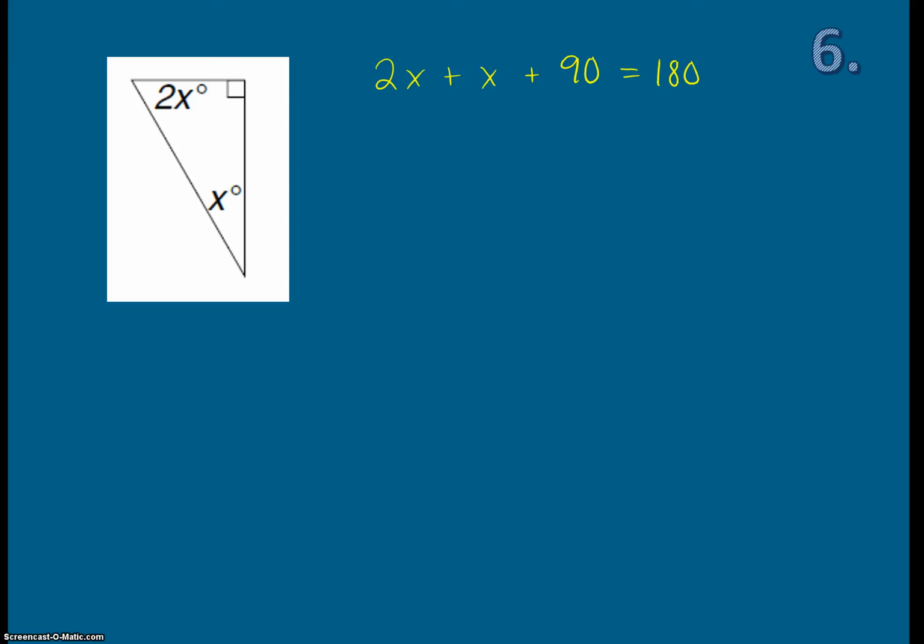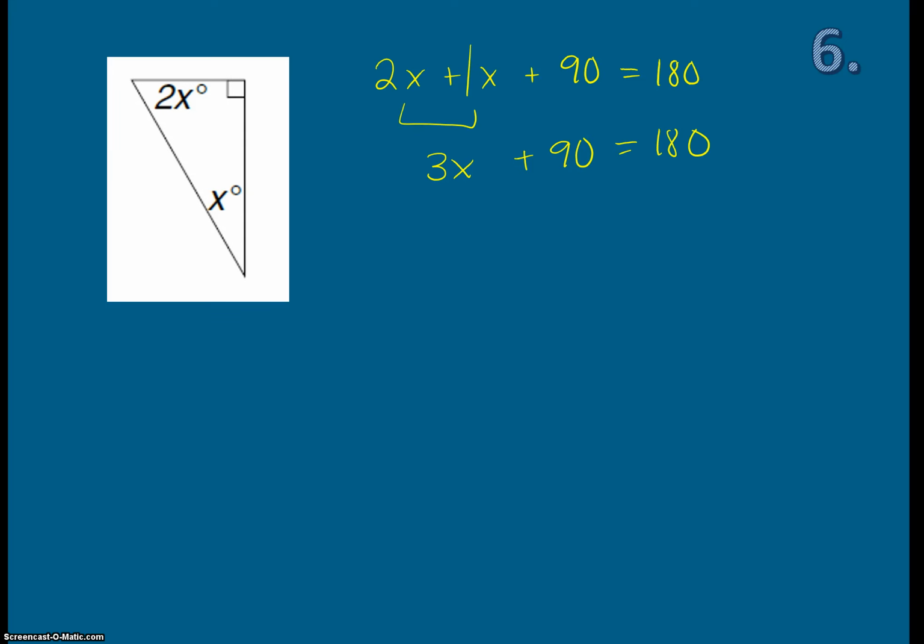So now on to some more complex problems. If you add them all up, 2x and x and 90 degrees, you get 180. I like writing a coefficient of 1 before the x just so I can add them a lot easier. Because 2x plus 1x is 3x, plus 90 is 180.